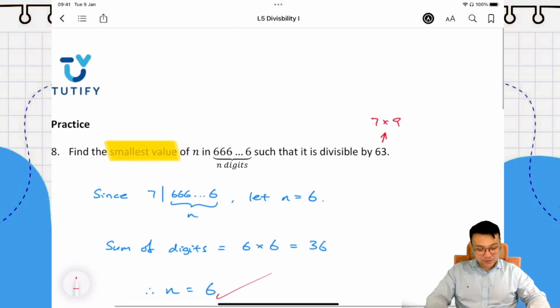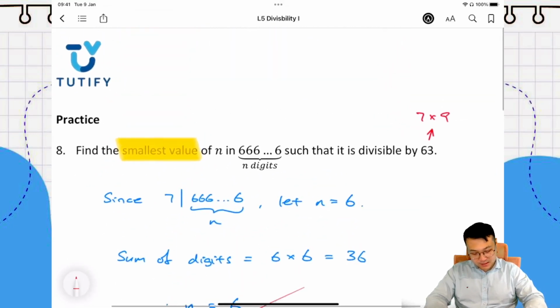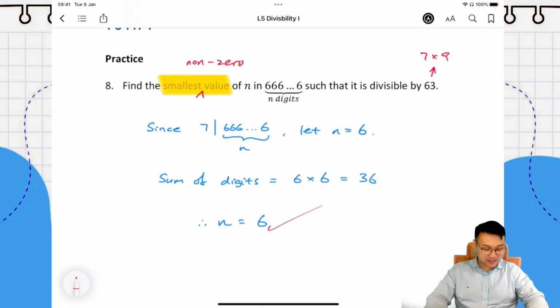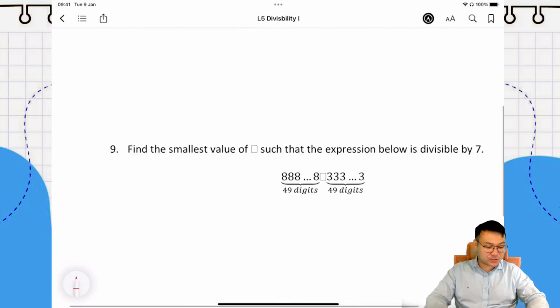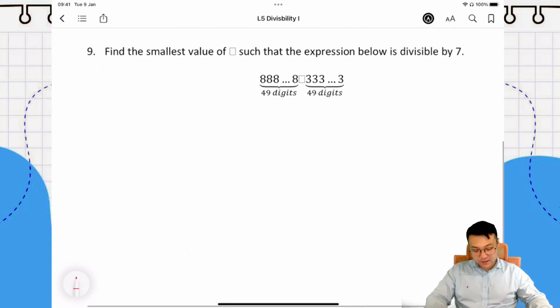We should modify the question to say find the smallest non-zero value of n. I think that will be a better change to the question. Okay, find the smallest value of the square such that the expression is divisible by 7. Again, you have 49 and 49 here.